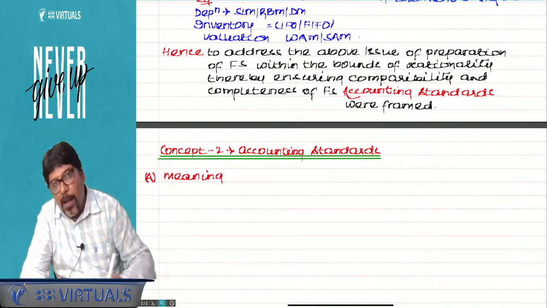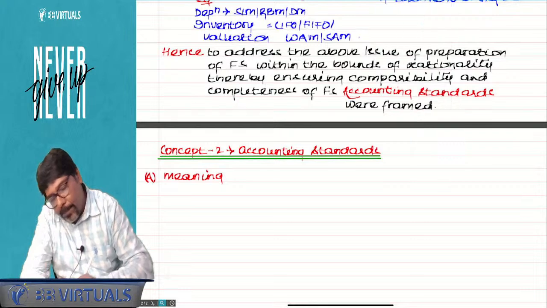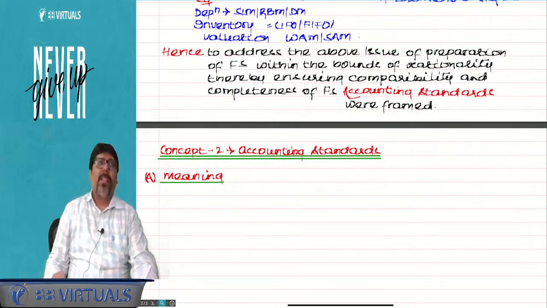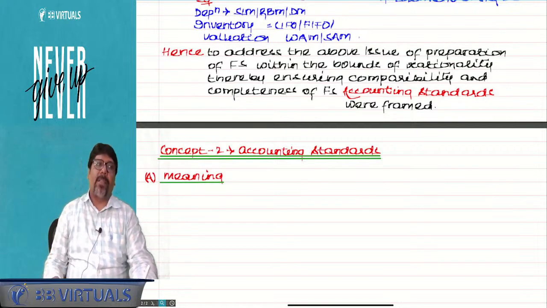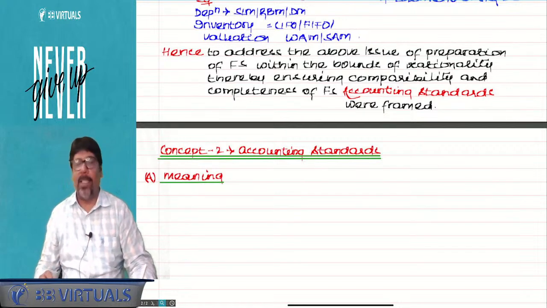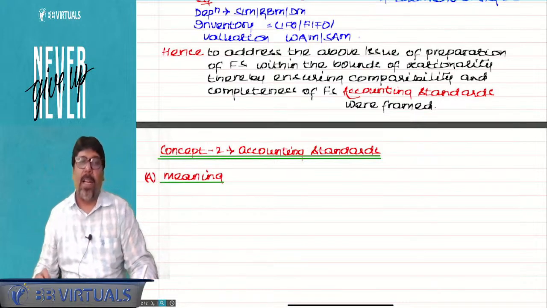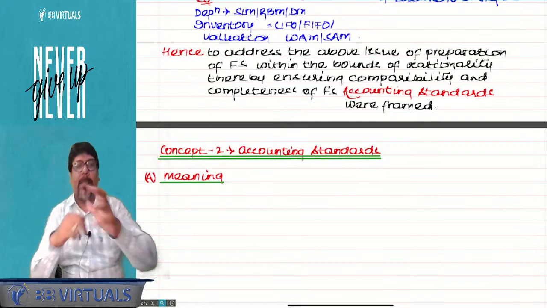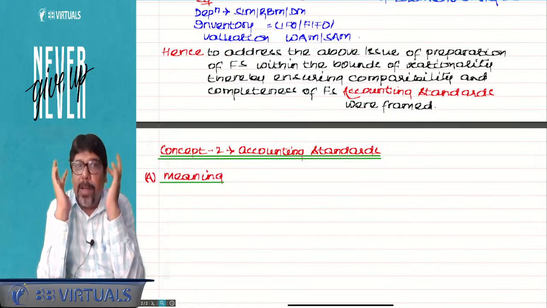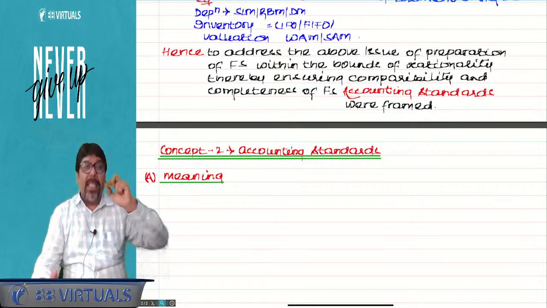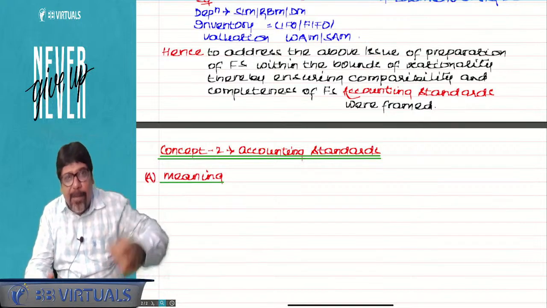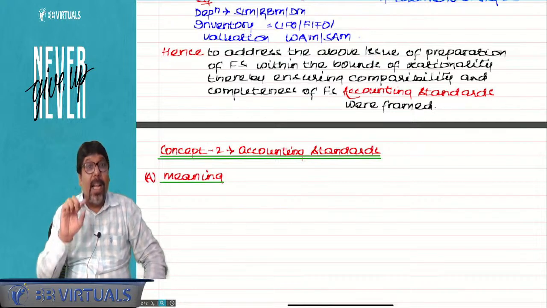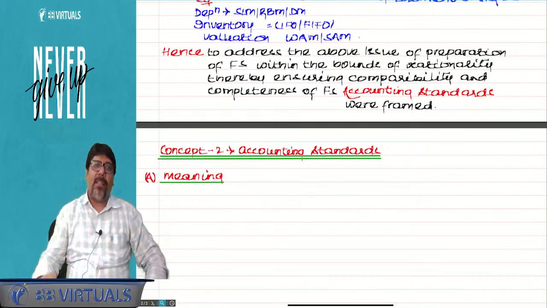Now, if I ask you what does accounting standard mean, what will you say? Accounting standards are documents. Accounting standards are rules. Accounting standards are processes. Accounting standards are guidelines. Let's put it in a very simple manner. It would sound very odd, but when we take a deeper dive, you'll understand better. Accounting standards are standards of accounting.